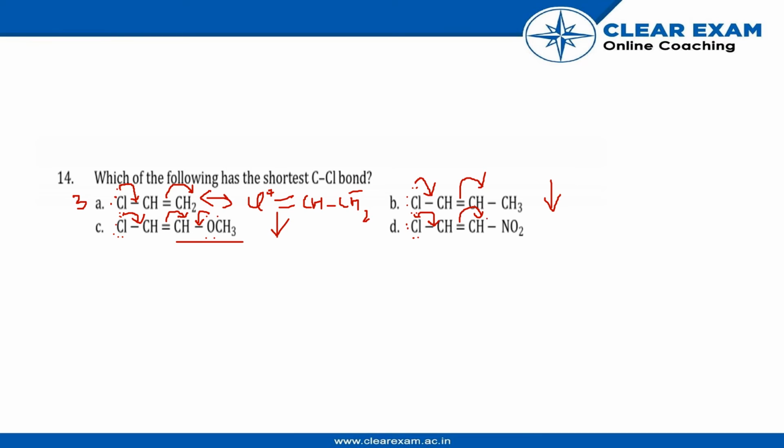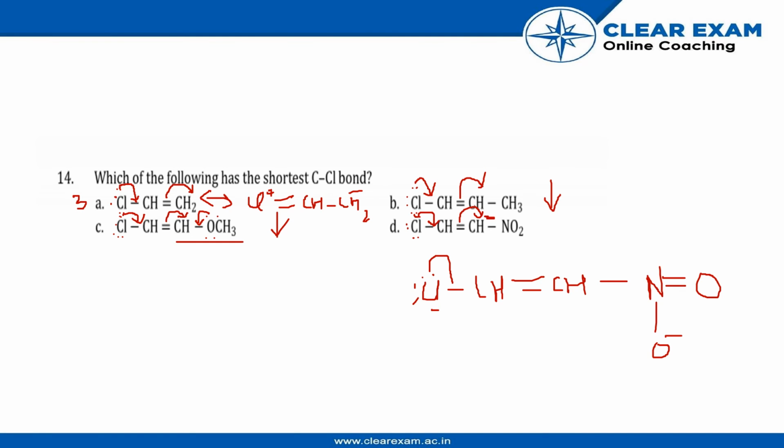Now it has a negative charge, and this is what this case looks like. Cl, CH double bond CH, and this is how NO2 is bonded. Oxygen, oxygen.